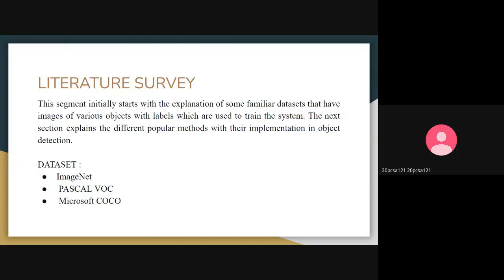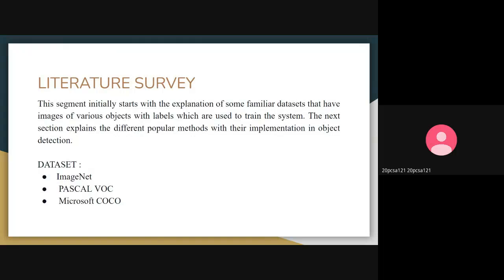One is the datasets and the neural networks that are associated with this object detection, or those researches that have happened earlier. Okay, so first our datasets. Before we start looking into these neural network techniques, it is important for us to be aware of datasets that are used to train the object detection model.